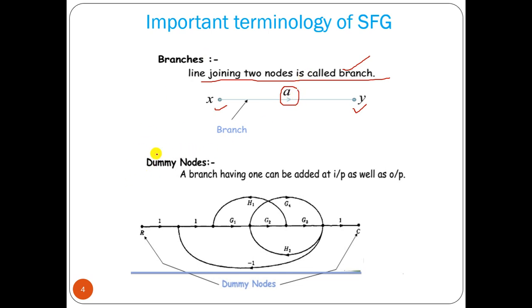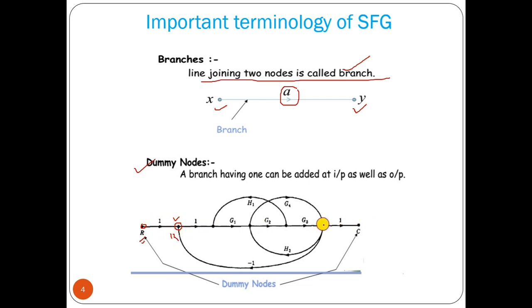Now in signal flow graph we can introduce some dummy nodes, okay. Say here we have r input. So if say this is your point, we can insert another node here as dummy node and we can connect a 1. So here what is the value? Say this is your r, okay. If we place r here, so here the value will be r into 1, r, so there is no effect.